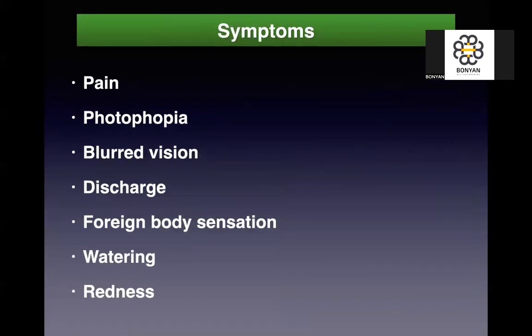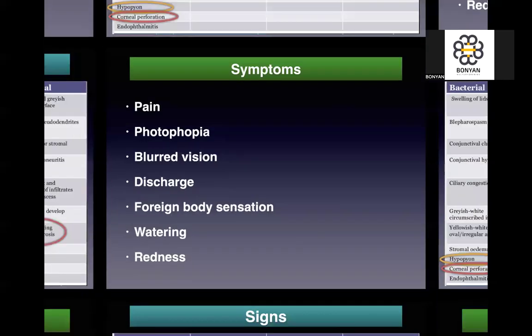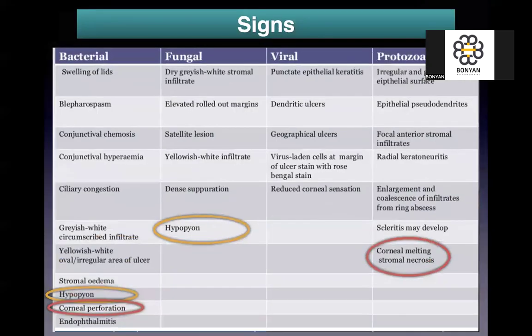Symptoms. The common presentation is pain, photophobia, blurred vision, discharge, foreign body sensation, watering, and redness. But here you have to know the difference between bacterial, fungal, and viral keratitis. In bacterial and fungal keratitis, you may find colored discharge, but in viral keratitis, just watering without colored discharge. The same with acanthamoeba keratitis before necrosis. Signs.